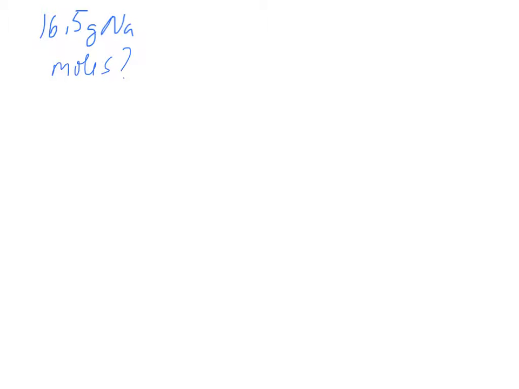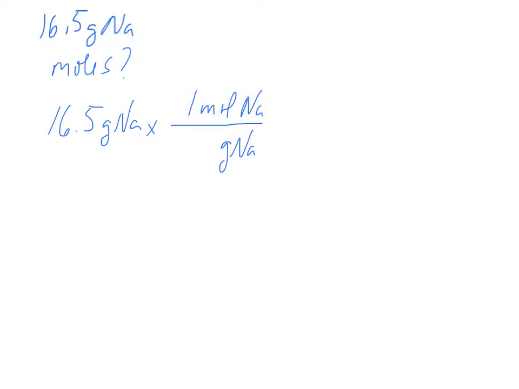Okay? So, to go from grams to moles, I'm going to use molar mass. So 16.5 grams of sodium. I'm going to set this up just like a dimensional analysis problem, just like normal. So I'm going to multiply by, now, what is my conversion factor? I need to cancel out grams of sodium. I want moles of sodium. So one mole of sodium, so how many grams of sodium? Well, if I take a look at the periodic table, it is 22.9, if I remember correctly. After double-checking my periodic table, 22.99 grams of sodium. So when I do this division, I get 0.718 to three significant figures, and moles of sodium.